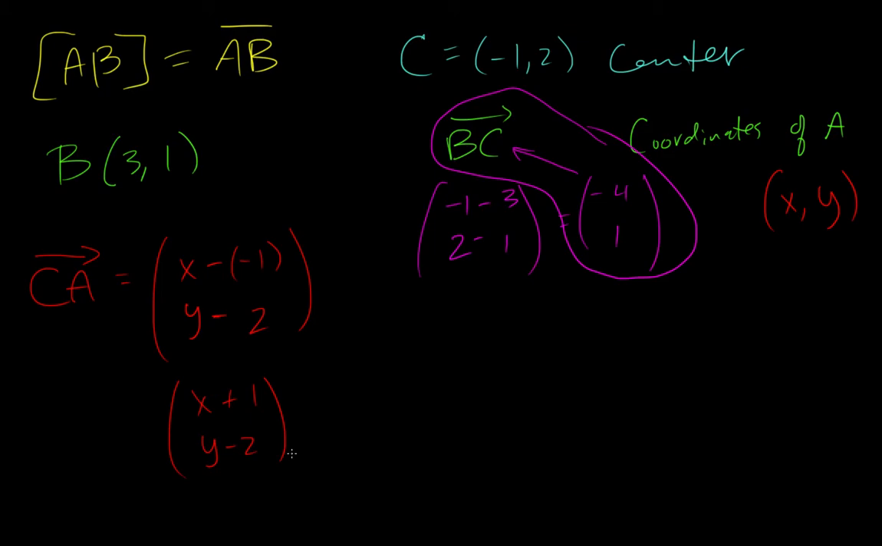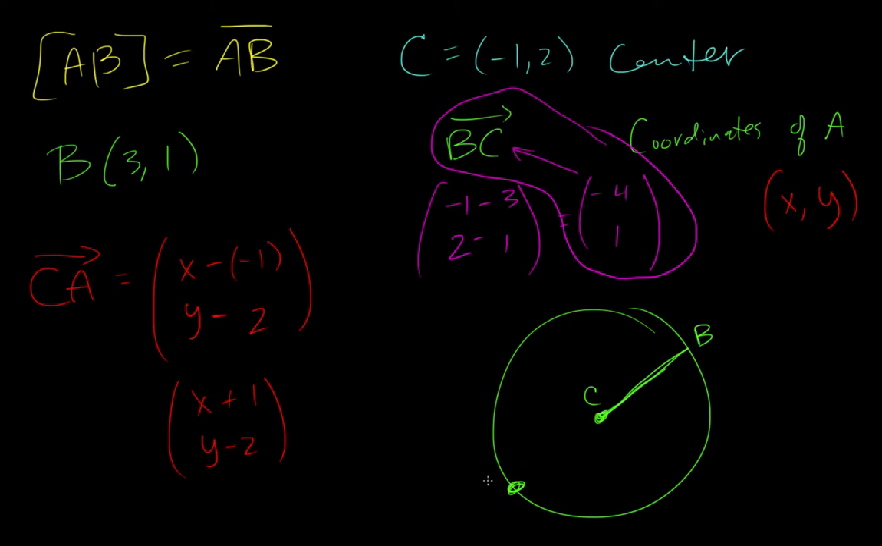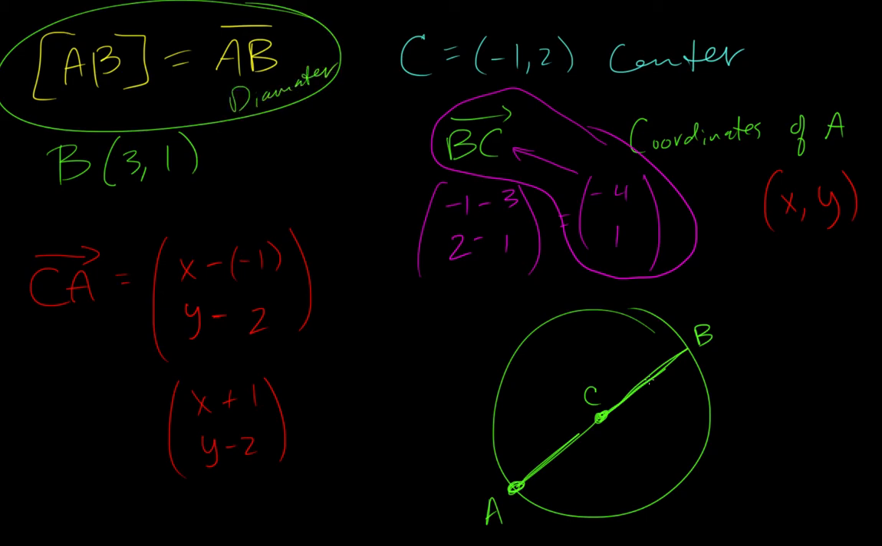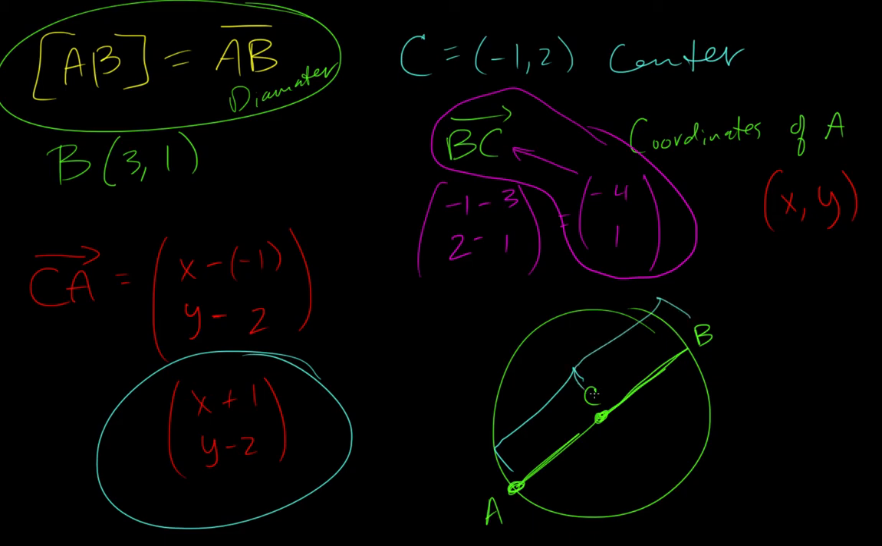Now, if we draw a picture of what's going on, we have a center, the center to B. So this is C, this is B. And then we know that A is over here. AB was defined as the diameter of the circle. So we found CA right here. We found BC right here. And they are the same thing because they're both radii.